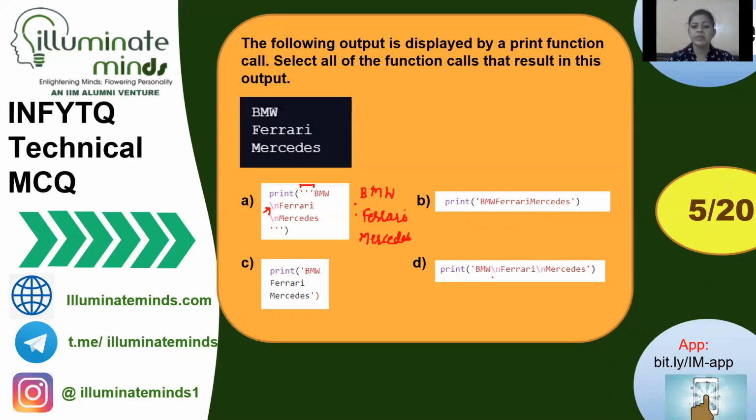The D part, BMW, then \n, then Ferrari, \n, Mercedes. So what it will do, it will type BMW, it sees \n, goes to the next line, Ferrari, then the next line, Mercedes. This is what we want. So this is our desired output. Move on to the next question.